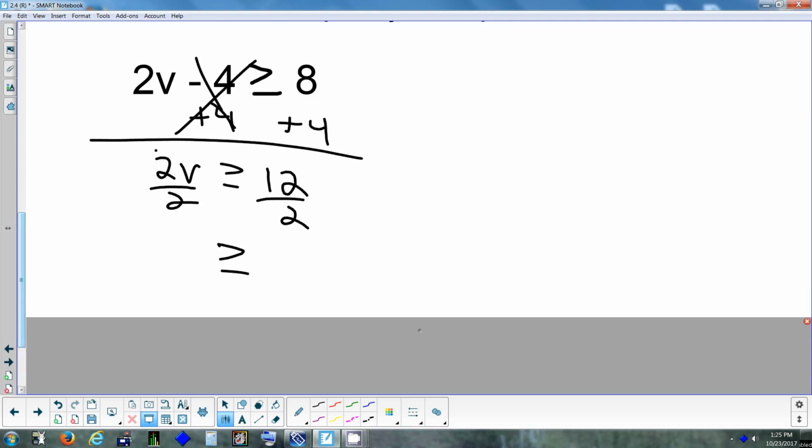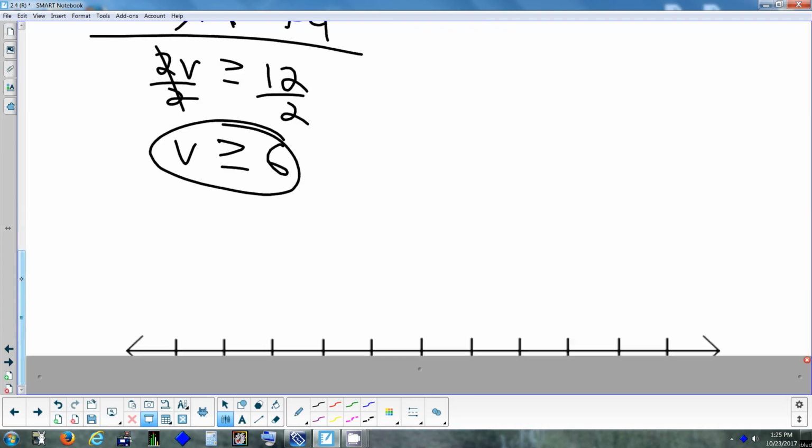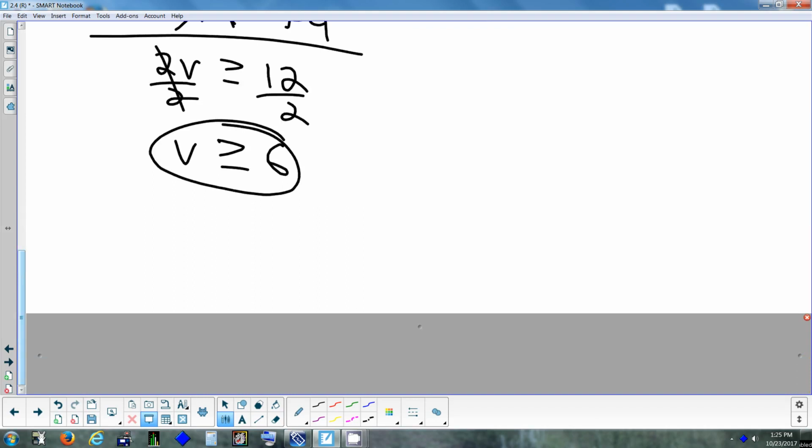Don't flip it. What's on the left-hand side now? V. What's on the right? 24. 6, not times 2, divide by 2. Guys, any questions on how we got V by itself? No, because it cancels out.